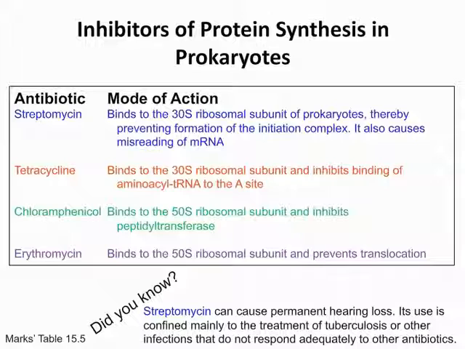So make sure you know which ribosomal subunit each one binds to, and then know what the effect of binding to it is. And then, fun fact, did you know streptomycin can cause permanent hearing loss? So streptomycin is mainly used to treat tuberculosis or other infections that don't respond well to other antibiotics.